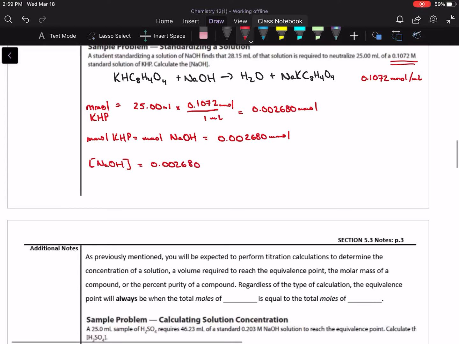2.680 millimoles, which were in our sample of 28.15 milliliters. And so that equals a concentration of 0.09520 millimoles per milliliter, which is the same as molar.